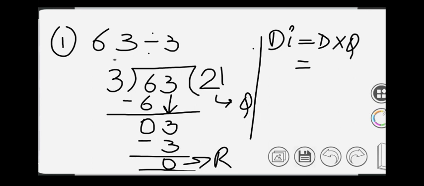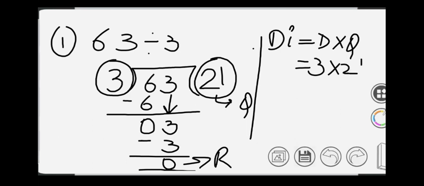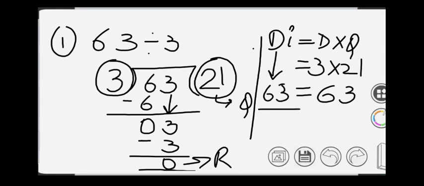So here divisor is 3. I am writing down 3 multiplied by our quotient, which is 21. Now I will multiply 3 and 21. After multiplying, our answer is 63. And that is exactly the same as the dividend. Our dividend is also 63. So as we can see, the left hand side and right hand side are matching. They both are equal. So it means this question is verified and this question is correct.